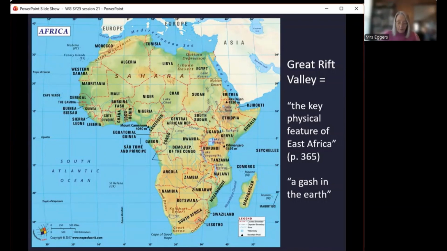Okay, so, oh, where's my note guide? Hold on. Write down information about the Great Rift Valley. You could write the key physical feature of East Africa, if you want to write that down. Again, not very satisfying, but if you want to write, quote, a gash in the earth, okay, but let's see, what does that mean? What is causing this gash in the earth?